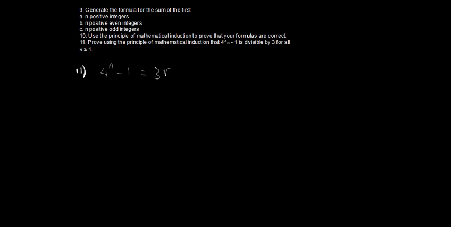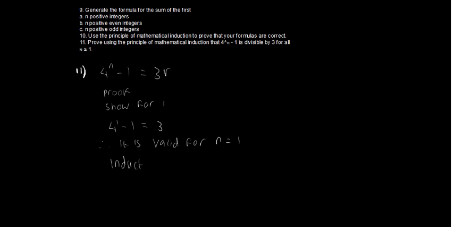Well, first of all, we're going to start off with our proof, right? So first of all, we're going to show for 1. We show for the lowest that n can be, which is 1. So if I say 4 to the power 1 minus 1 is equal to, this is just 3, which is in the form 3 times r. So this works. Therefore it is valid for n is equal to 1. Now we start our induction.